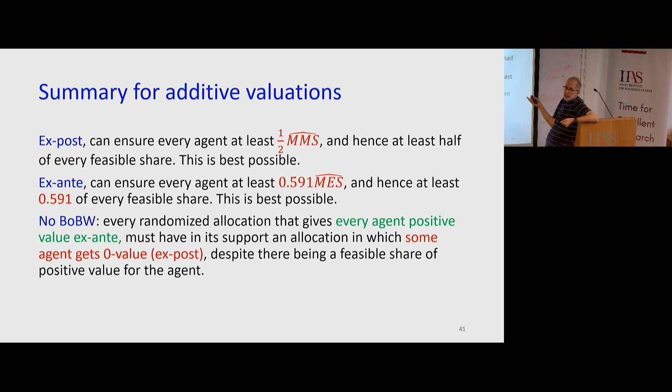In every randomized allocation, regardless of whether you try to use the bidding game or whatever, if you give every agent positive value ex ante, then in the support of this distribution of allocations, there is an allocation in which some agents get 0 value ex post, even though they should get positive value ex post.